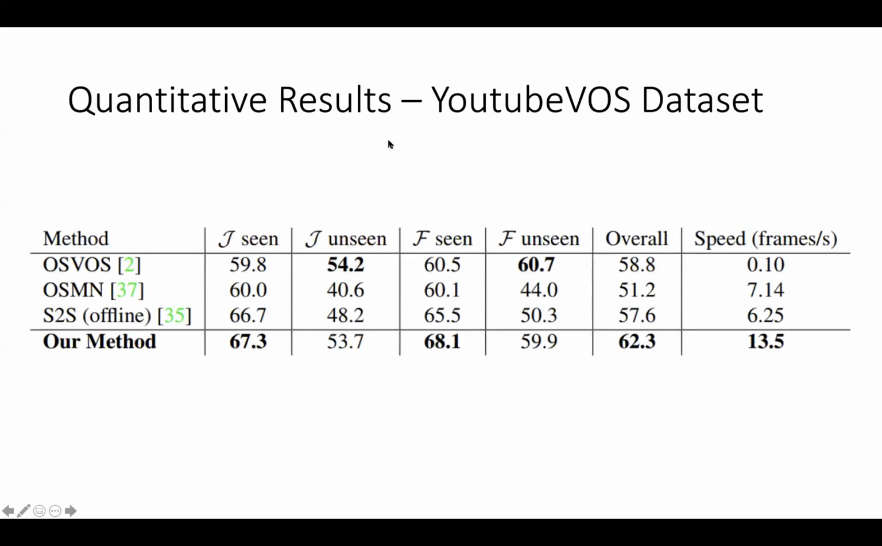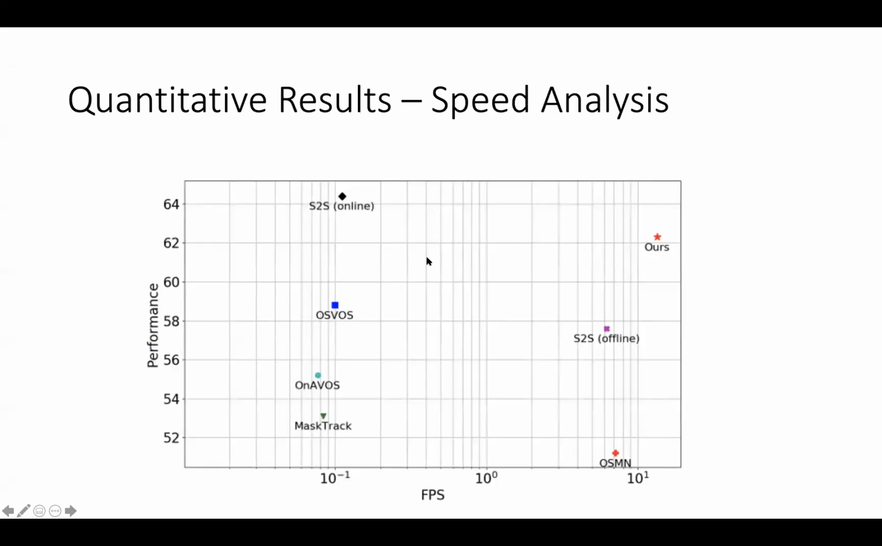So here are some quantitative results on the YouTube VOS dataset. As you can see, we achieve state-of-the-art results when compared to previous methods. One thing, though, we achieve much faster speeds, almost 2 times as fast as these other offline methods. So here's an analysis of the speed. As you can see, we achieve only about 1% less than the online version of S2S, but we have a 100-fold increase in speed, which is very useful for this video object segmentation task.